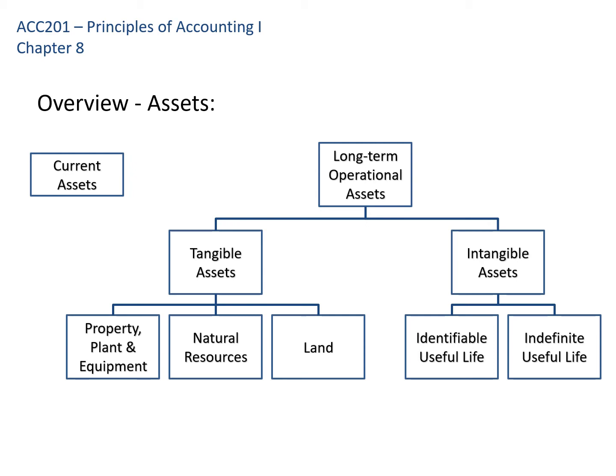We also have a category called intangible assets. So those are things that we own, that we use in the long-term operations of the business, but that we can't touch and see. So those fall into two categories. Ones that have an identifiable usable life, like a patent or a copyright, and then those that have an indefinite useful life, which we'll talk later about. Goodwill and trademarks fall into that category. There is no life on that.